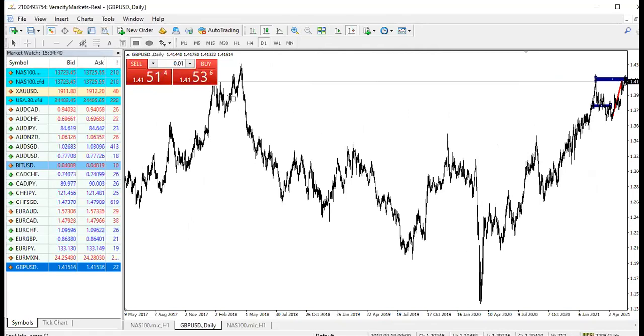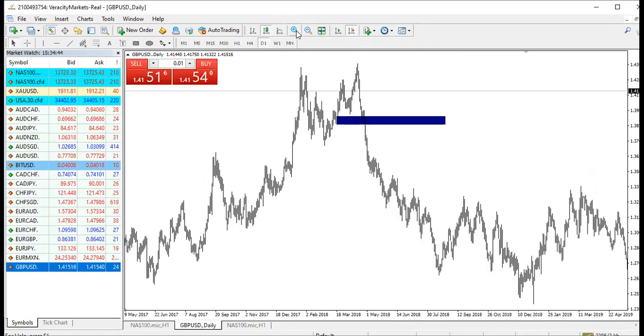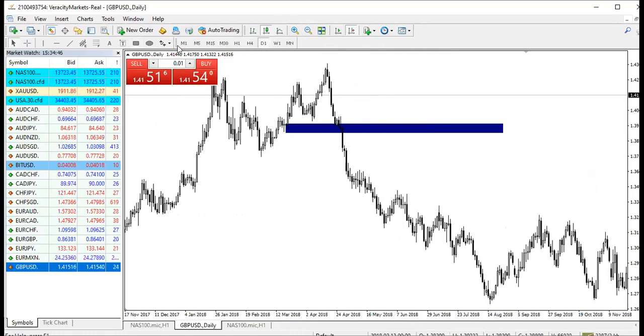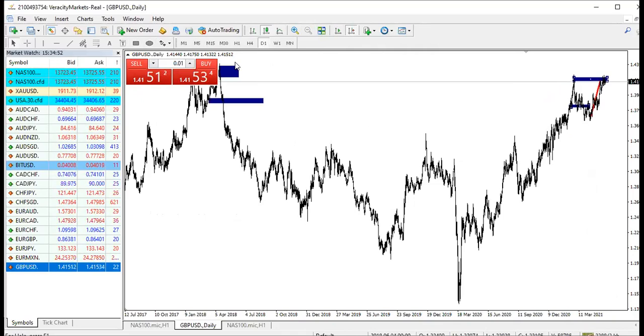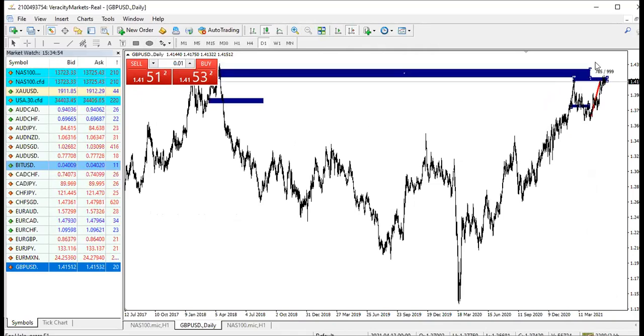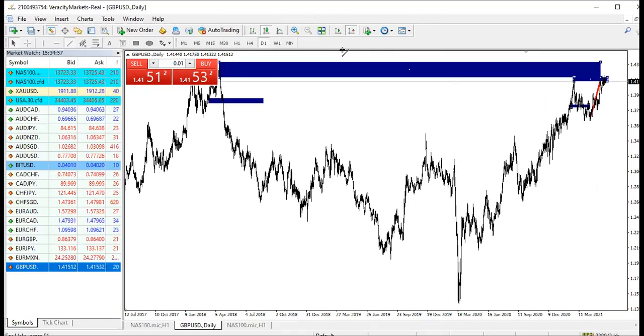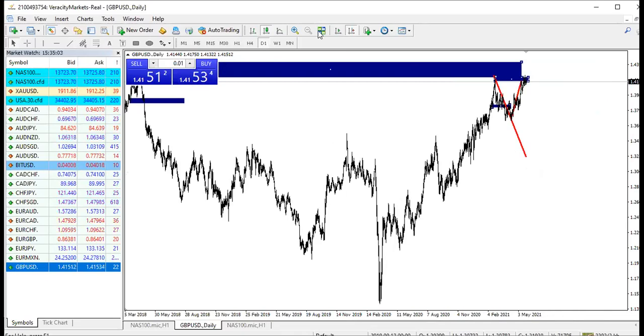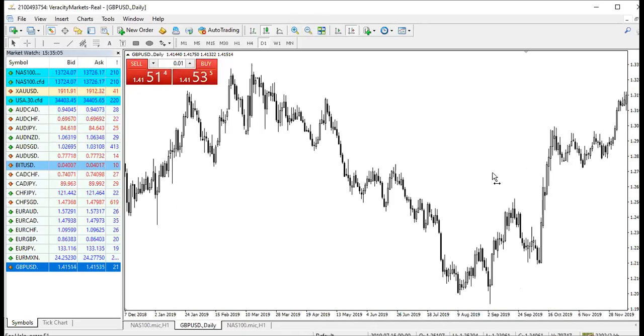I thought maybe this low here is broken, so we'll just look for an imbalance in this zone. But then when I check left, it's already tested and rejected. So we can focus on the current market.